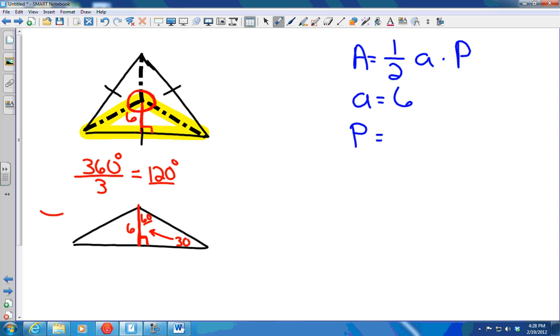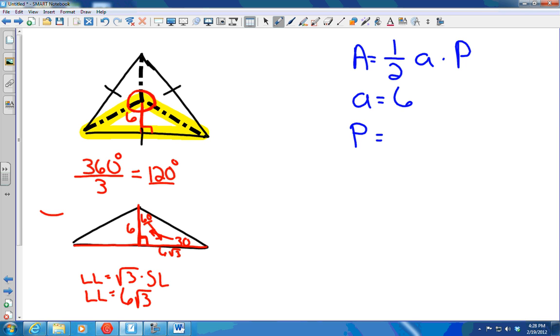If the short leg is 6, and I'm looking for the long leg, I know the formula: long leg equals square root of 3 times the short leg. I know the short leg is 6, so my long leg is 6 times the square root of 3. That would be this measurement here. But I want the whole side. I want this, not just this. I want this whole side.